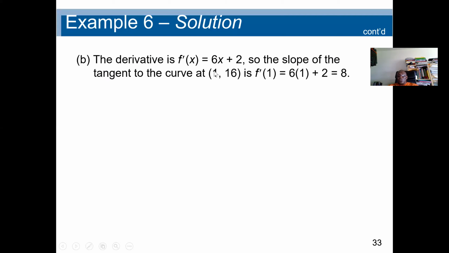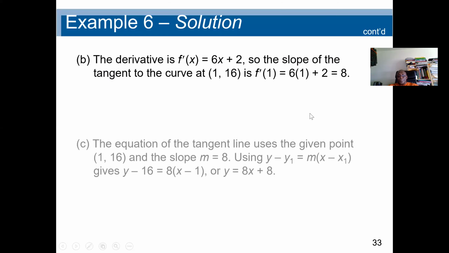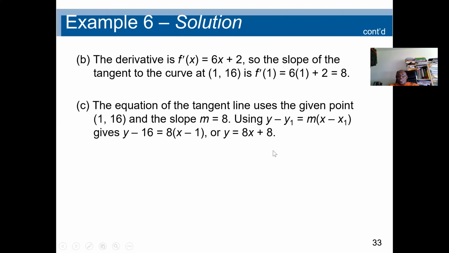Now, the second part, we know the values of x and y, 1 and 16. So we substitute 1. And 6 times 1 plus 2 gives me 8. The equation of the tangent line uses a given point, 1 and 16, and the slope is 8. So we can get y equals 8x plus 8 because we use the slope formula, y minus y1 equals m times x minus x1.